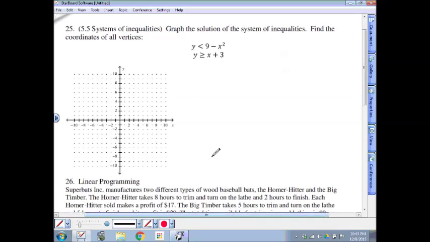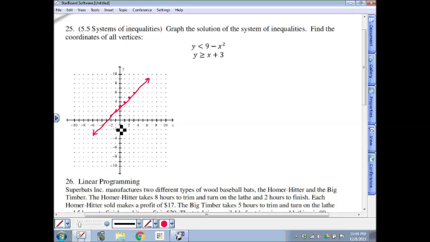Okay, question 25. We have to graph the solution of the system of inequalities. That means we have to find out where the shaded regions of these inequalities intersect each other. So the bottom one is just a straight line, x plus 3. The plus 3 is the y-intercept. The slope is up 1 over 1, up 1 over 1. And it's a solid line because it's greater than or equal to.